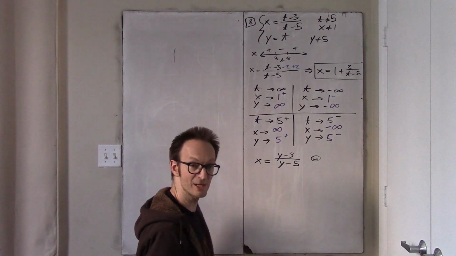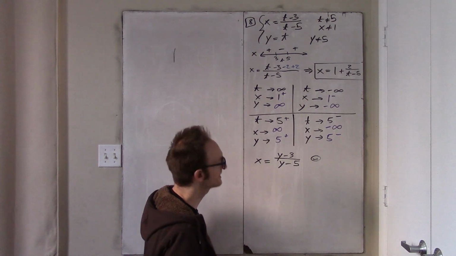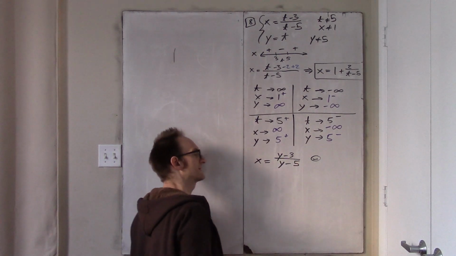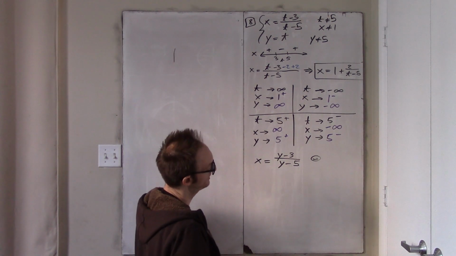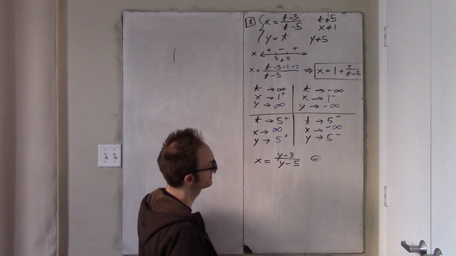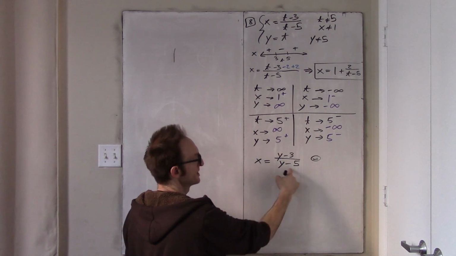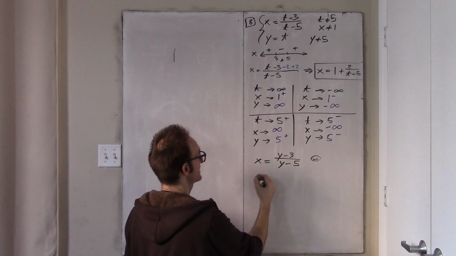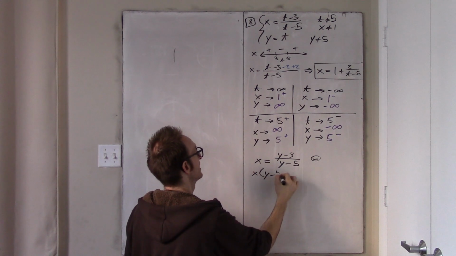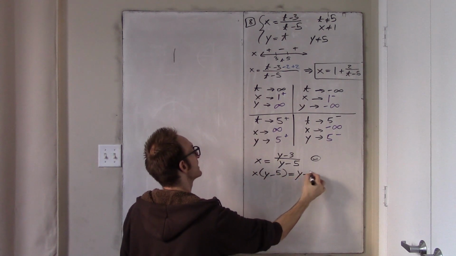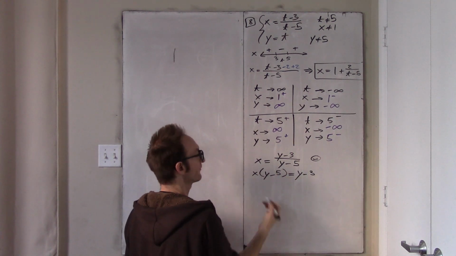So, I have a lot of experience graphing, but I don't have any experience graphing this, so that's just too hard. So I think the thing to do is solve for y. Embrace your y equals bias in this case. So multiply both sides by y minus 5, so you get x(y minus 5) equals y minus 3, and then let's just solve for y now, right?